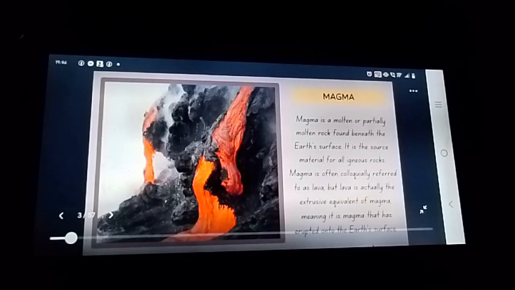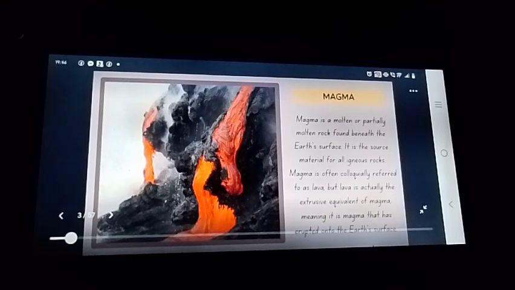Magma is a molten or partially molten rock found beneath the Earth's surface. It is the source material for all igneous rocks. Magma is often colloquially referred to as lava. But lava is actually the extrusive equivalent of magma, meaning it is magma that has erupted onto the Earth's surface.